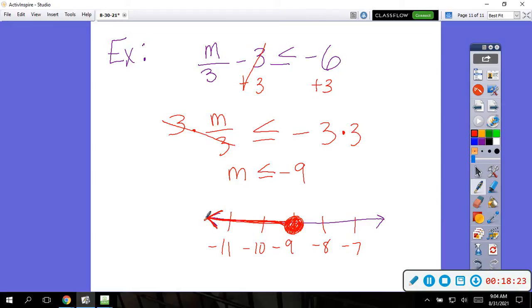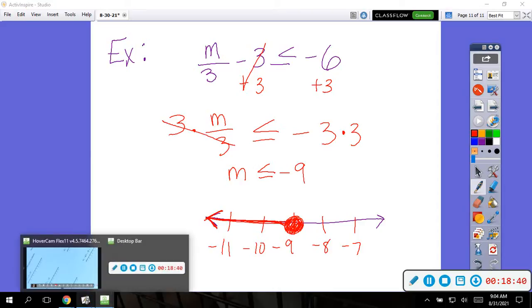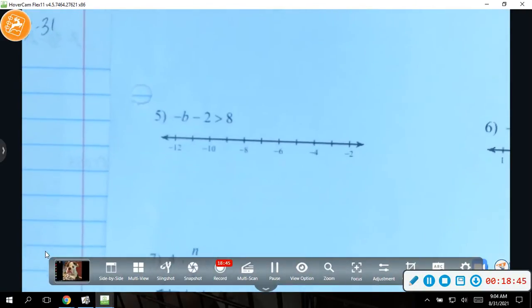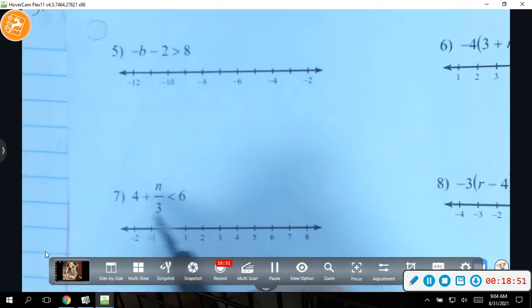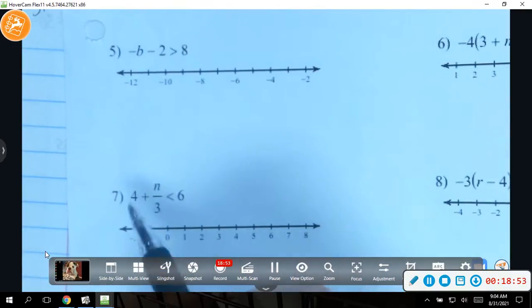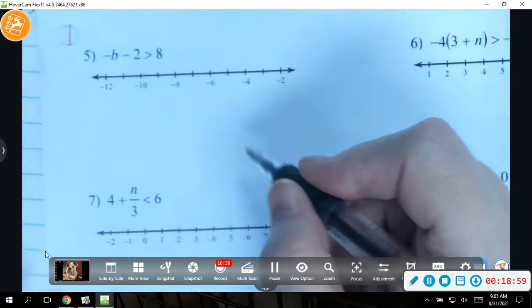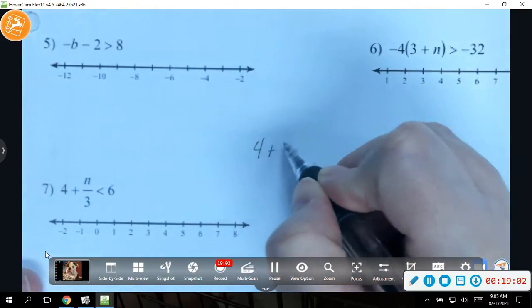Did y'all want to work any of these together? Is there one that you need? 7. 7? Is everybody okay with 7? All right, let's look at 7 together. All right, 7 was kind of similar to the one we just did for the simple fact that it has the fraction. But remember, we're working backwards, so we don't deal with the division until after we've dealt with the addition, right? So I'm just going to write this to the side a little bit bigger so we can have room to work.